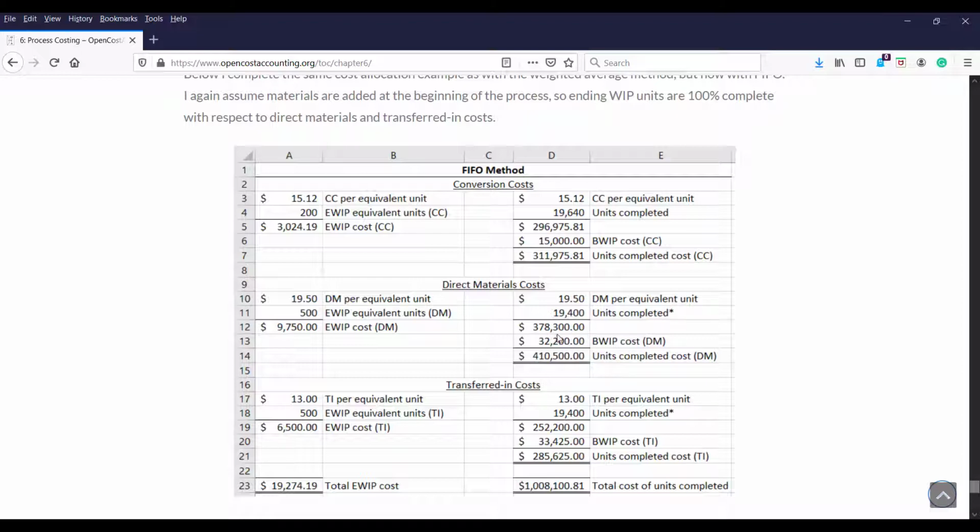That gives us this period's application of cost. Plus, we just are keeping those 600 units. They get to keep their cost, $32,200 worth. We send it into orbit at the beginning of the process. Now it's come all the way back. We add these two together. We get $410,500. That's our direct materials cost for units completed.